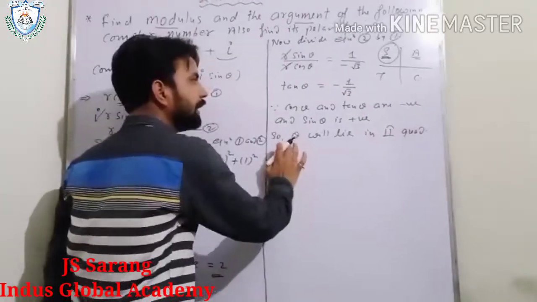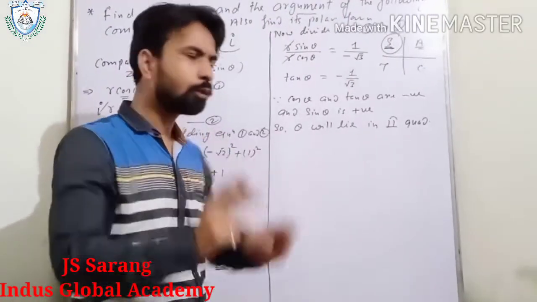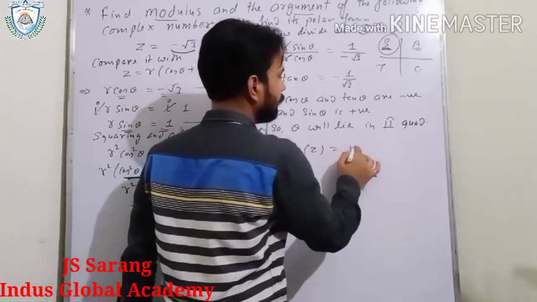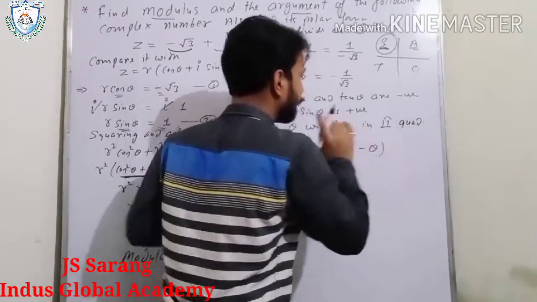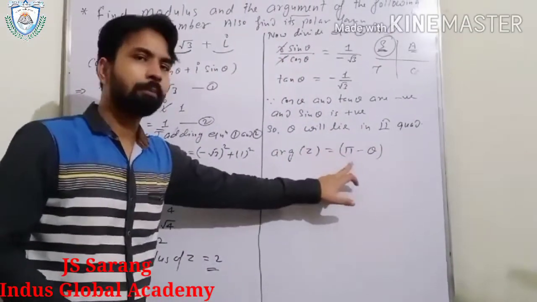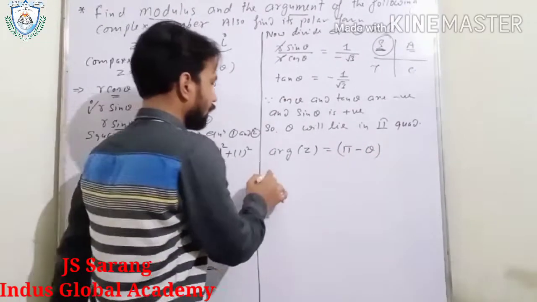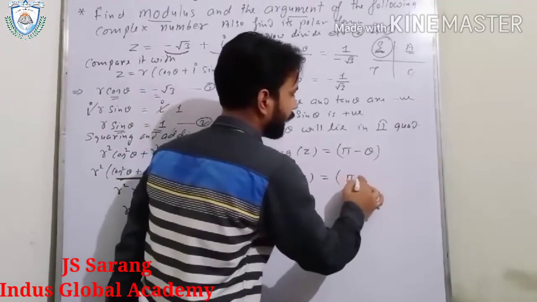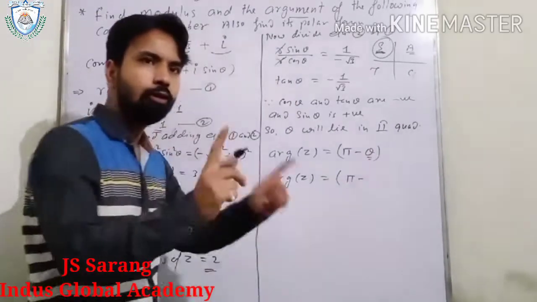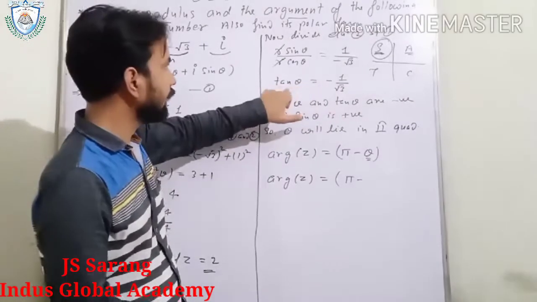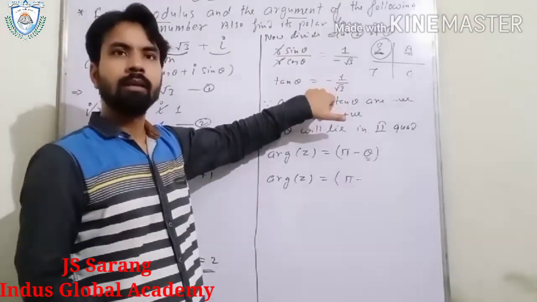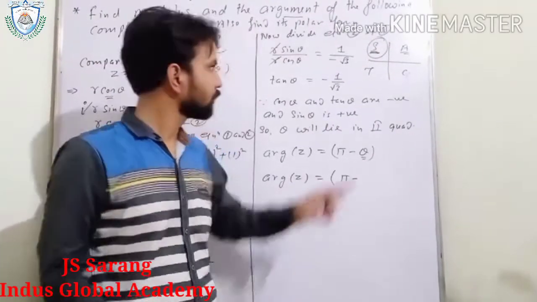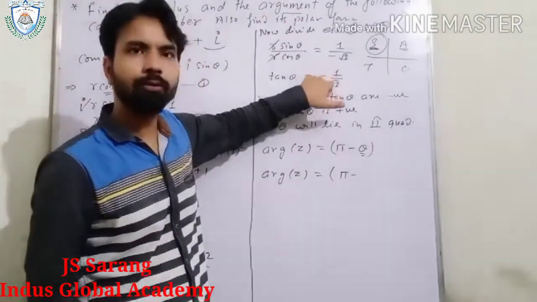If theta lies in the second quadrant, then as I told you, the argument of z will be pi minus theta. Now argument of z equals pi minus the value of theta. The value of theta we will get from here: tan theta equals 1 upon root 3. 1 upon root 3 is the value of tan 30 degrees.